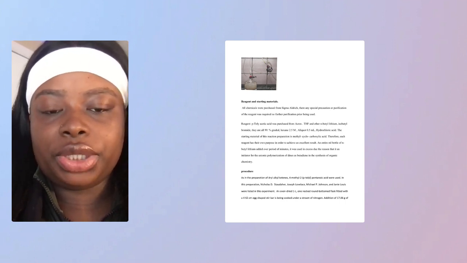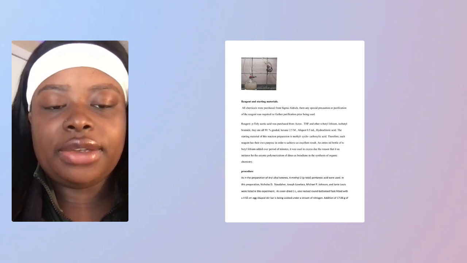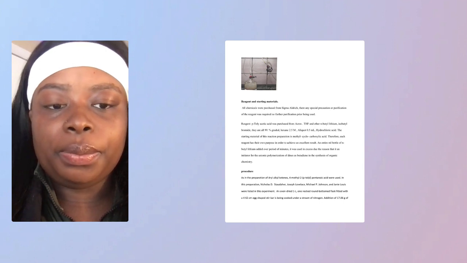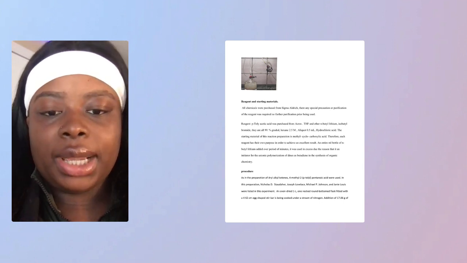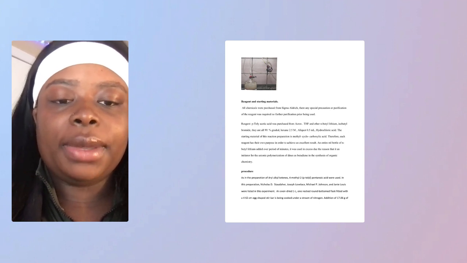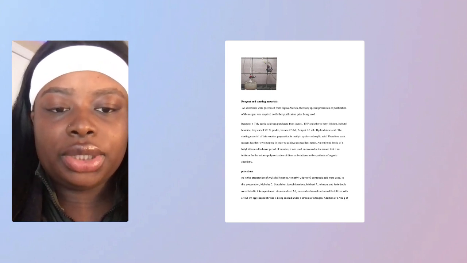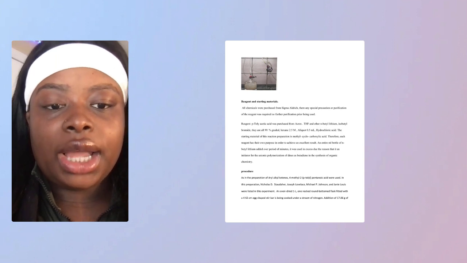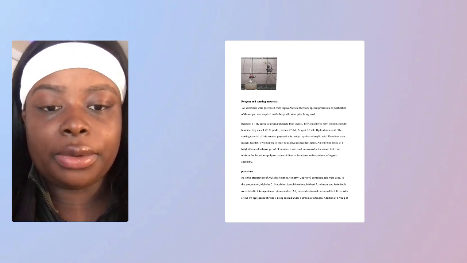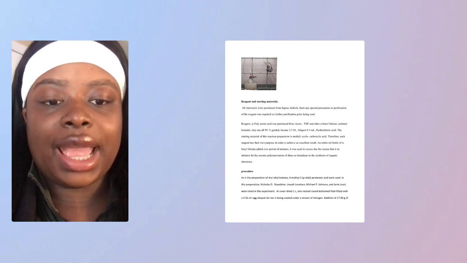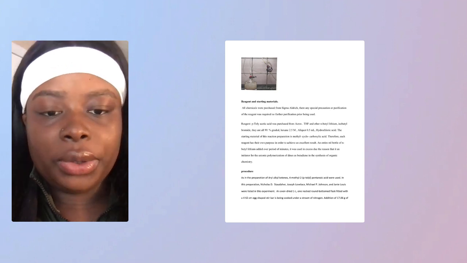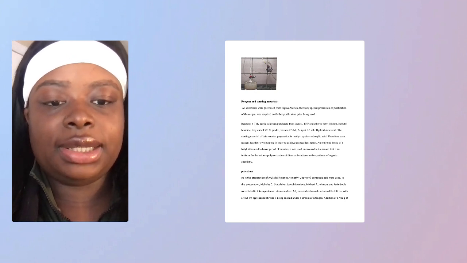P-tolylacetic acid was purchased from Acros. THF, ether, butyllithium, and isobutyl bromide were all 99 percent grade. Hexane 2.5 molar, aliquot 0.5 molar, hydrochloric acid. The starting material in the preparation of this reaction is methyl carboxylic acid. Therefore, each reagent has its own purpose in order to achieve an excellent result.